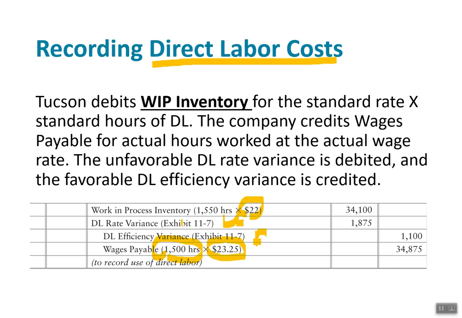So the 1,550, that's the actual number of tortilla cases times the 0.05, which is the standard. So that's where this number comes from. And you can go back and look and see where it comes from. And then you have your two variances, and then your wages payable, the 1,500 hours is your actual number of hours times the actual cost. So the wages payable is the actual times the actual. And the variances then make everything balance out.